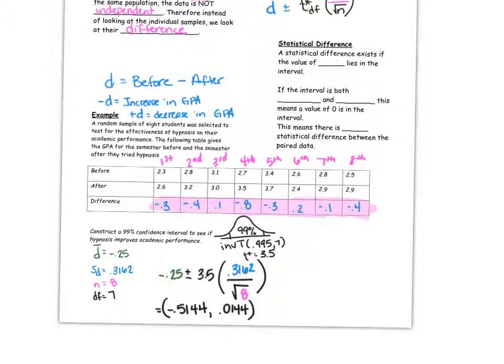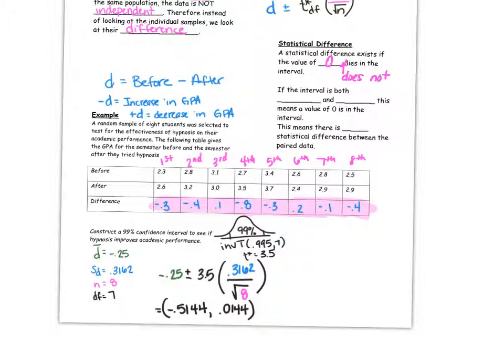Here's how we talk about statistical difference. A statistical difference exists if the value of 0, I need you to change this too, you can insert the word right here, does not lie in the interval. I wrote that wrong in my notes. A statistical difference exists if the value of 0 does not lie in the interval. And what that means is this. If it improved it, which means it was statistically different, then its entire interval would be negative. If it was statistically different and it made it worse, then its entire interval would be positive.